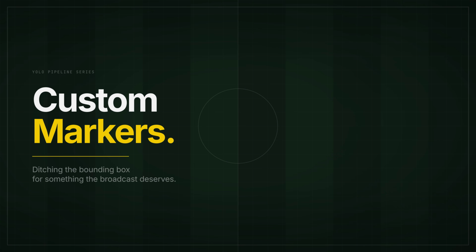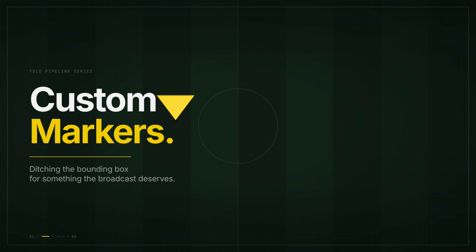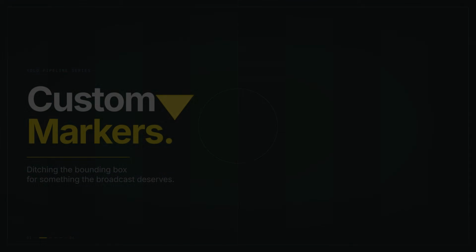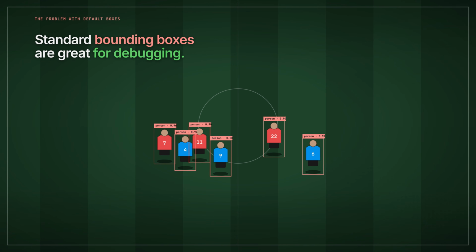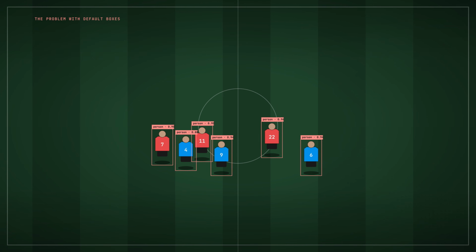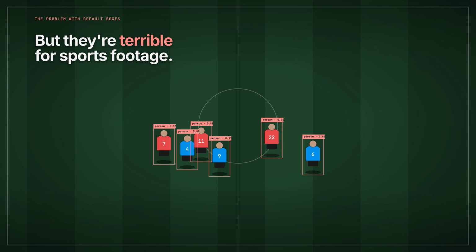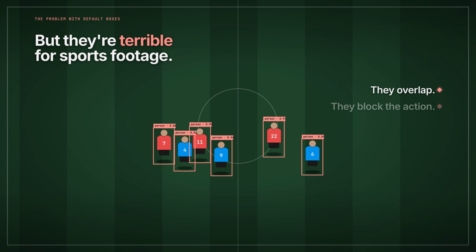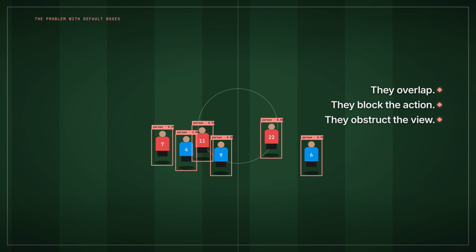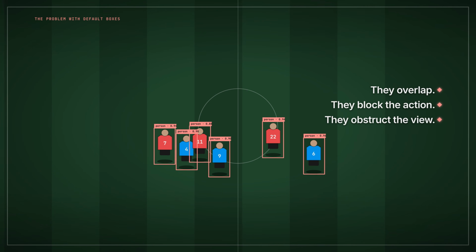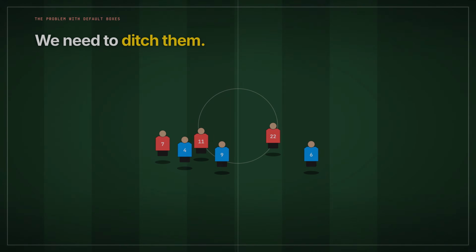So let's get started. Okay, so bounding boxes are good for debugging, but they're not good for custom annotations and just for any visuals. So we're ditching all the bounding boxes and replacing them with custom markers. And this is what we're gonna do and how we're gonna do it. The issue with the standard boxes is that they overlap and clutter the screen. So that's the reason that we're gonna replace them with more custom drawing.